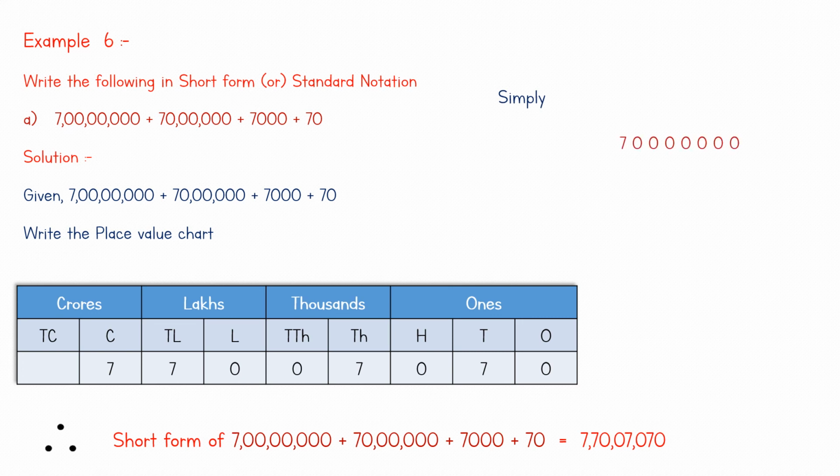Simply, you have a short method now. Just write 7 crores first, then 70 lakhs, then 7000, then 70, and just add them. This is the answer. Is it clear? But you have to write it in the left side form only. Okay.